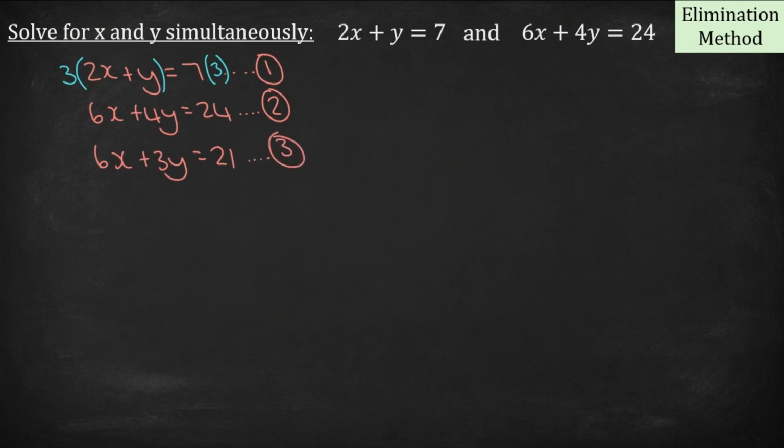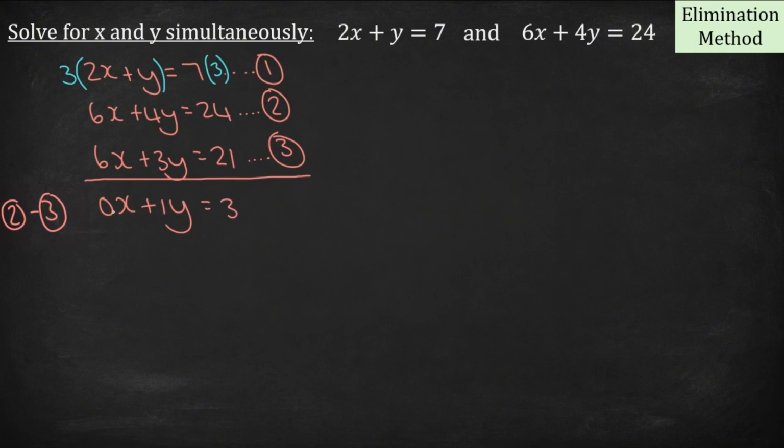Now let's compare equation 2 and 3. Can you see that both the x terms have a coefficient of 6? That means if I add equation 2 and 3, we will end up with 12x. And what we want to do is we want to cancel the x's. So I'm going to subtract equation 3 from equation 2. I'm going to write 2 minus 3. So let's subtract. 6x minus 6x equals 0x. And then we've got 4y minus 3y is 1y. Or you can just say y. And then 24 minus 21 is 3.